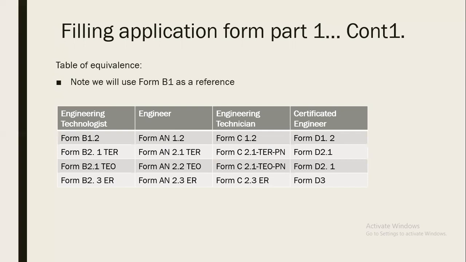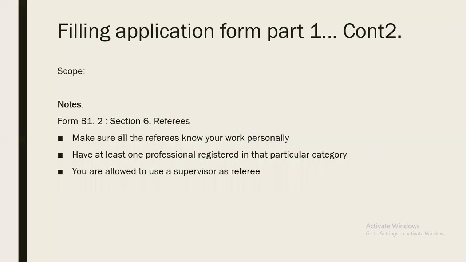And note that I will be using the form for registering as a professional engineering technologist as a reference across the rest of the video. And yes, I will also leave a link below of the table with the equivalence as you see here. As I'm saying that I'm going to be using the form for applying as a professional engineering technologist, the first part of the form is Form B1.1, which is not necessarily very hard to fill.